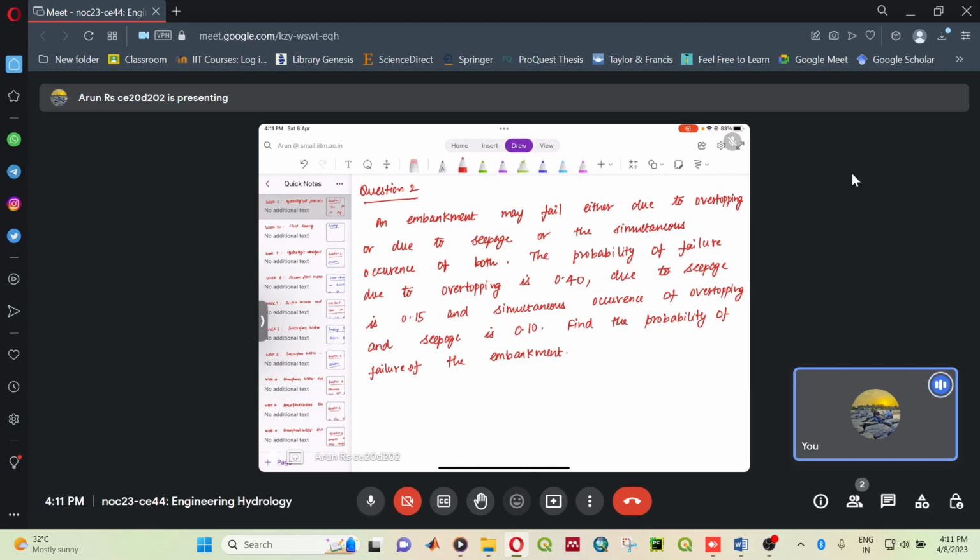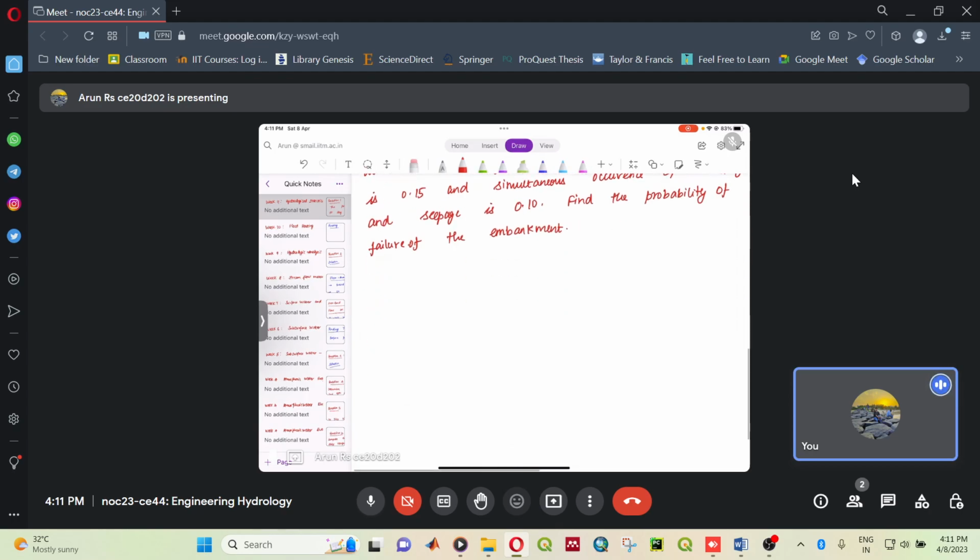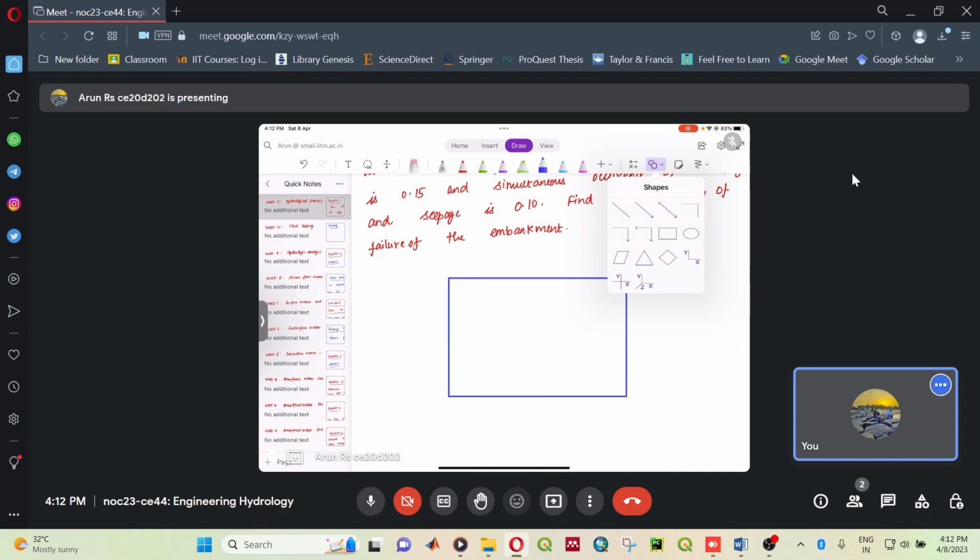So let's move on to the second question. The question is, an embankment may fail either due to overtopping or due to seepage or simultaneous occurrence of both. The probability of failure due to overtopping is given as 0.4, and due to seepage it is given as 0.15, and the simultaneous occurrence of both overtopping and seepage is given as 0.10. Now we need to find what is the probability of failure of the embankment. So for this, we can make use of Venn diagram for this case.